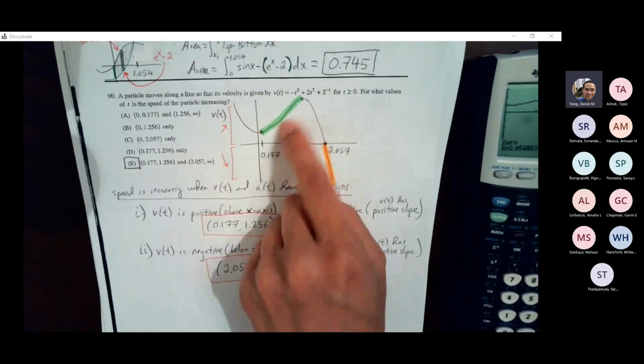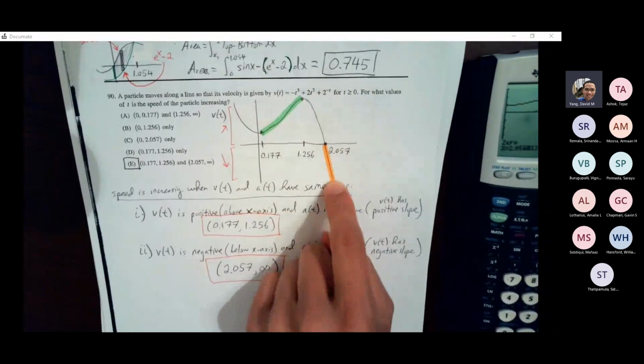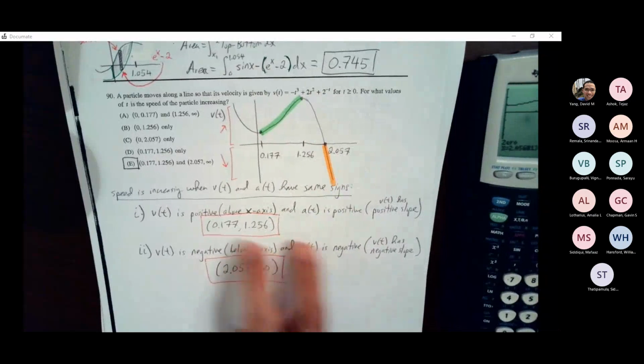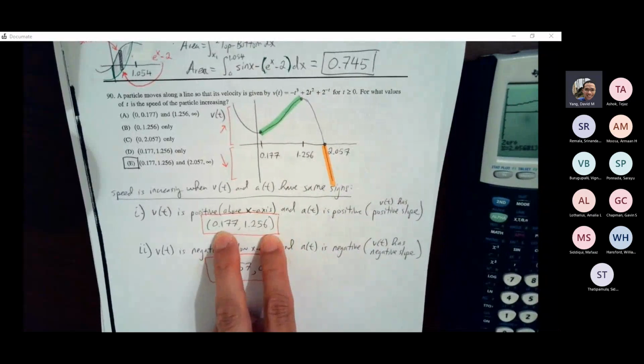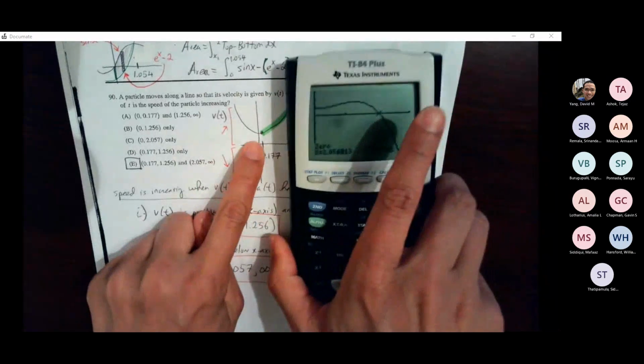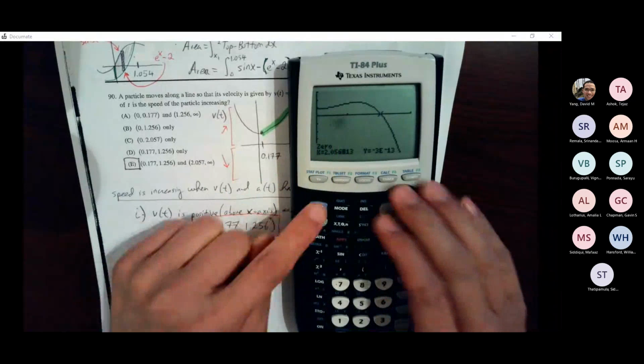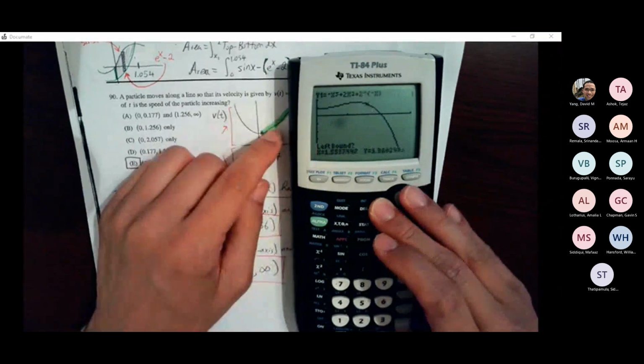So either velocity above the x-axis and positive slope, or below the x-axis and negative slope. So between 0.177 and 1.256. Oh, I also need to find this relative min. So there's also this relative min hiding there.